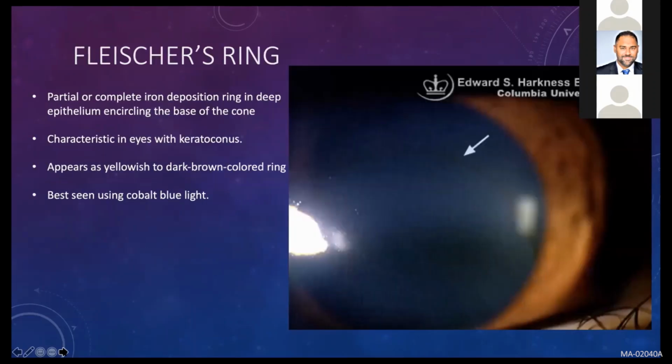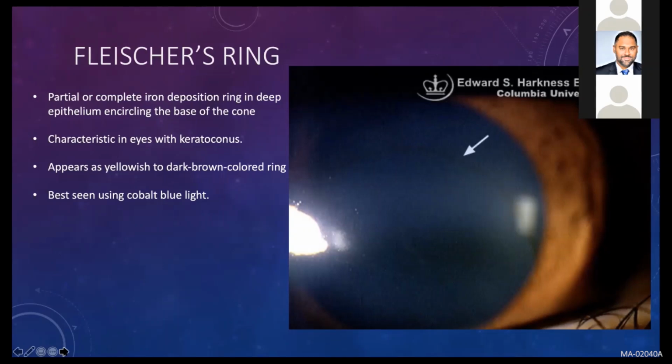Something else is Fleischer's ring. It seems like Dr. Fleischer's been at it for every diagnosis of every different type of disease, but Fleischer's rings are partial or complete iron deposition rings in the deep epithelium which encircle the base of the cone. It's very characteristic in eyes with keratoconus.